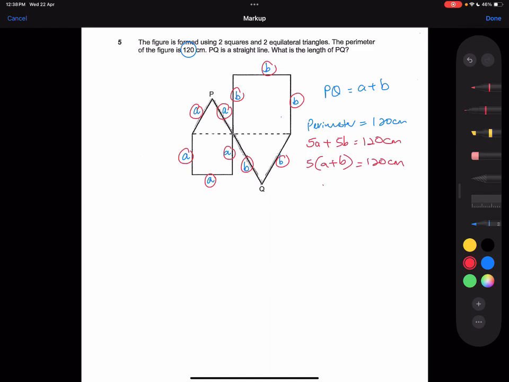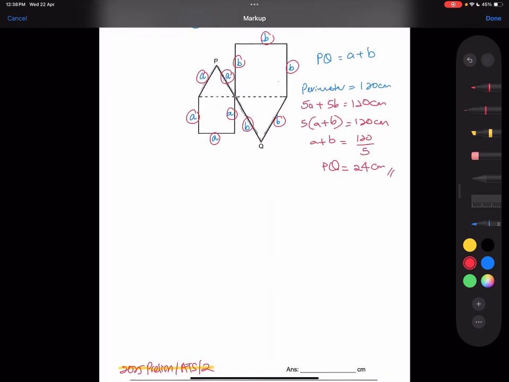Okay, can we calculate one set of A plus B? We can. Let's take 120 divided by 5. Since 5 sets is 120 centimeter, we can find one set by dividing by 5. Okay, that gives us 24 centimeter. Now we know that A plus B is also the same as PQ. Alright, so this is the answer. Our length of PQ is 24 centimeter.